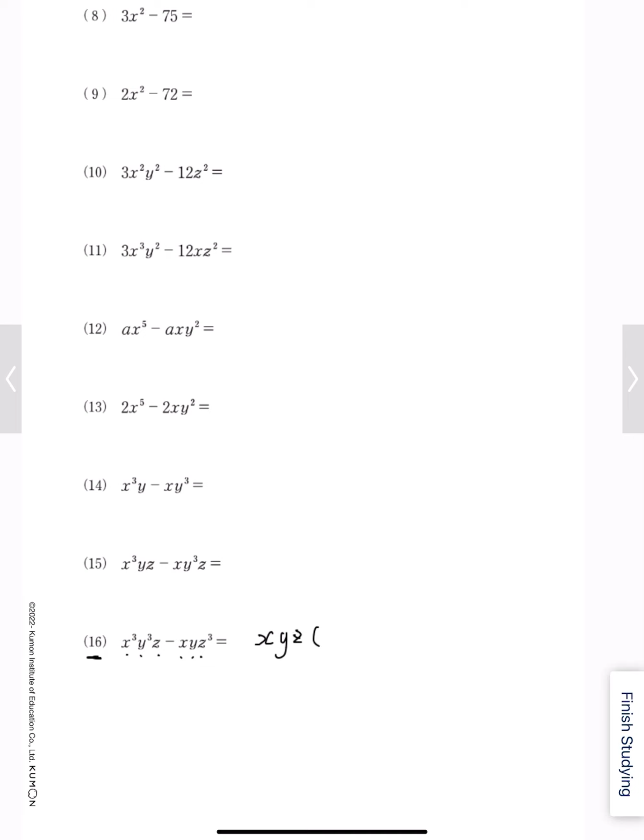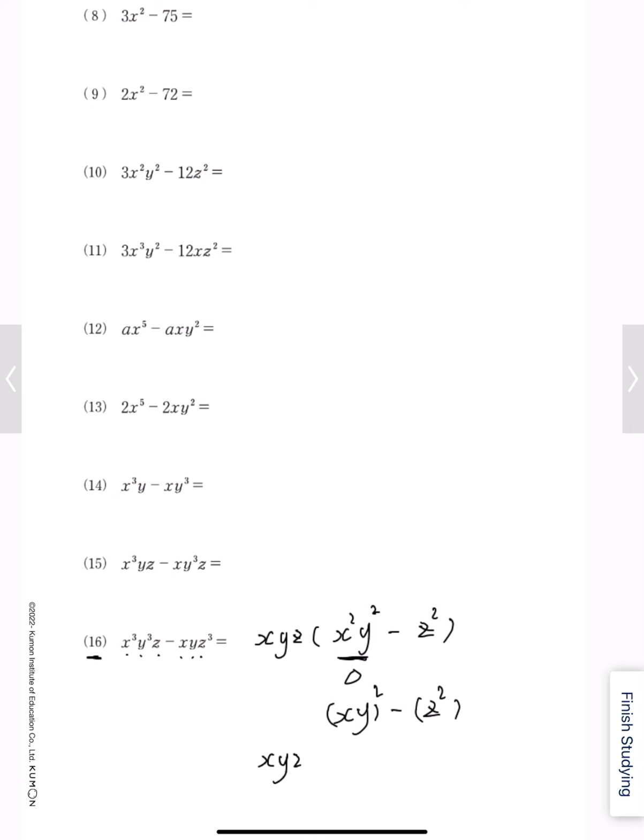If I divide x cubed y cubed z by xyz, I will have x squared y squared left. Look at that, it's already a square. I have a good feeling about this now. Then if I divide xyz to the power of 3 by xyz, I have z squared left. So again, it looks like xy squared minus z squared.